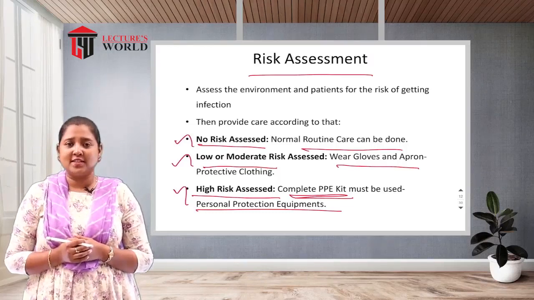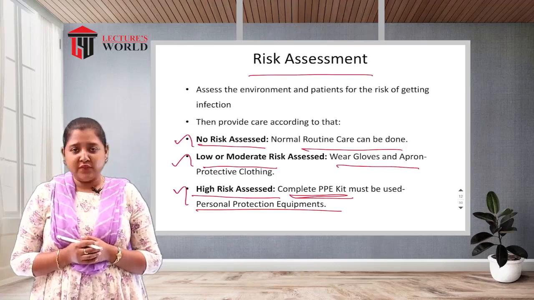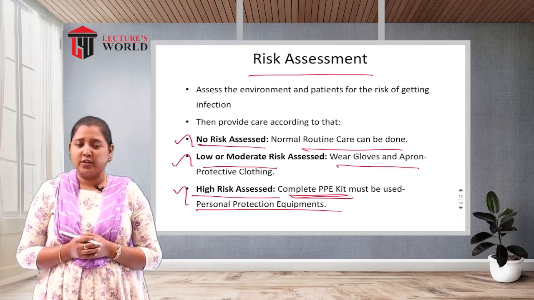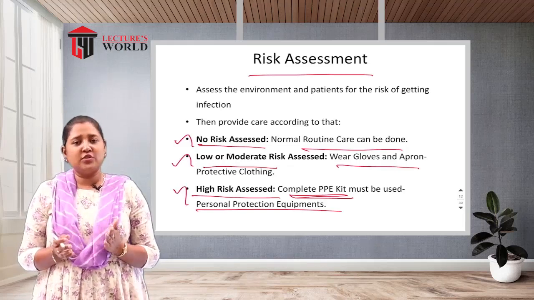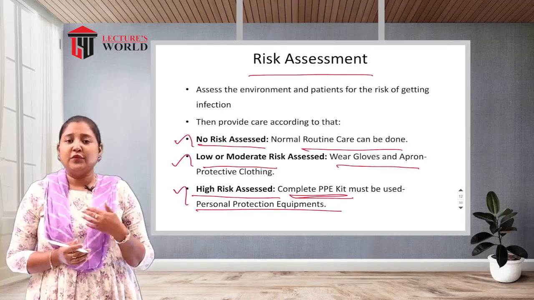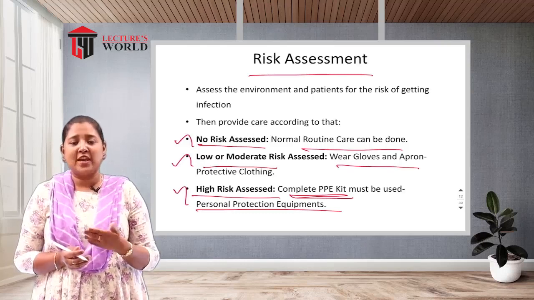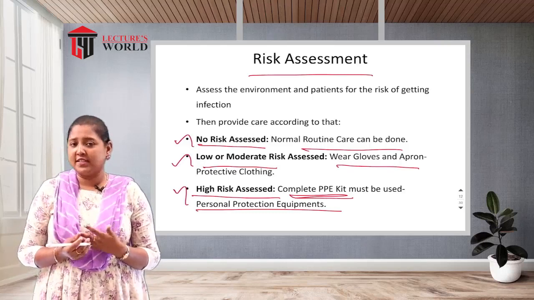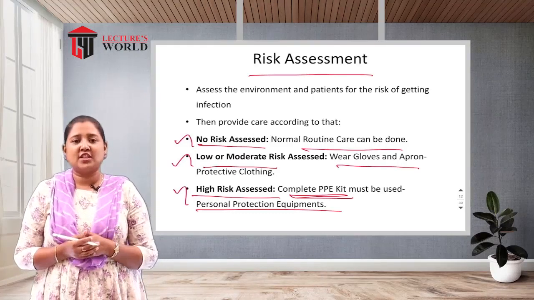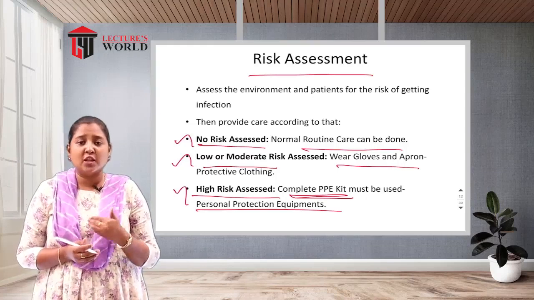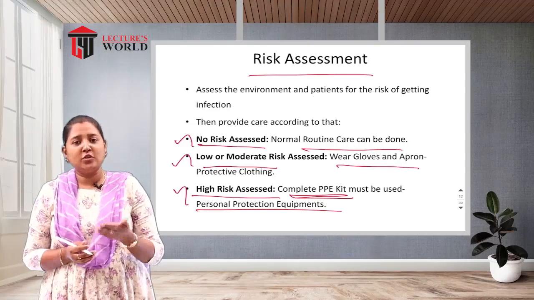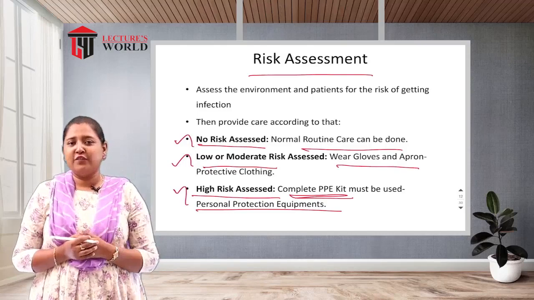So this is about the risk assessment, which will be done periodically by the infection control committee people, and they will assess the risk factors present in the ward or not. If the risk is low, then no changes are necessary and normal routine nursing care can be done. If it is low or moderate, then go with the next step of hand washing, wearing gowns, wearing aprons, etc. And if you have assessed very high chances of infection, then complete personal protective equipment, including goggles and shoes, can be used to protect the staff and also the other patients from spread of diseases.